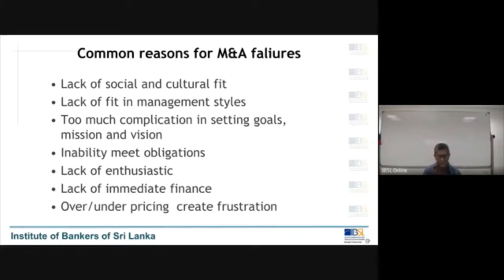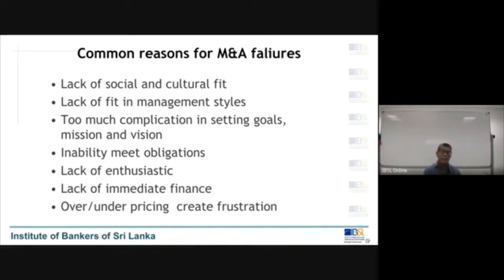A lack of enthusiasm, I mean, they won't feel it, right? Then sometimes a lack of immediate finance. You may go for a merger, but you spend money on the merger. From that point onwards, to run the organization you may not have enough working capital. Because of the money spent on purchasing the organization, sometimes organizations do not plan how to go forward, because you need to pay that organization's salaries and all the benefits. So that's the issue.